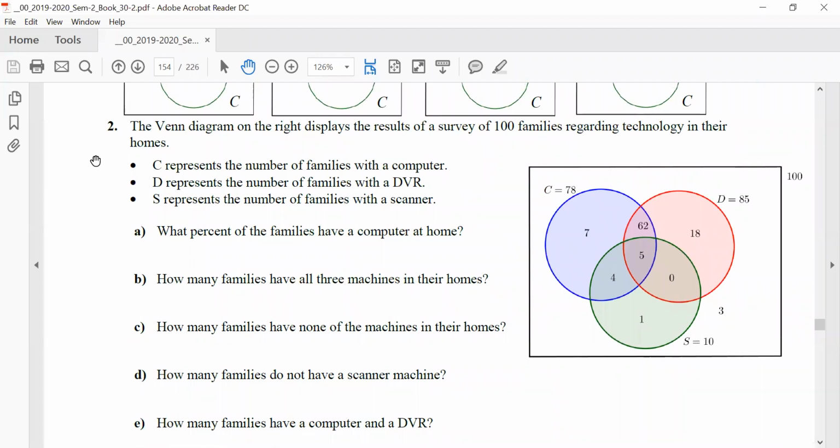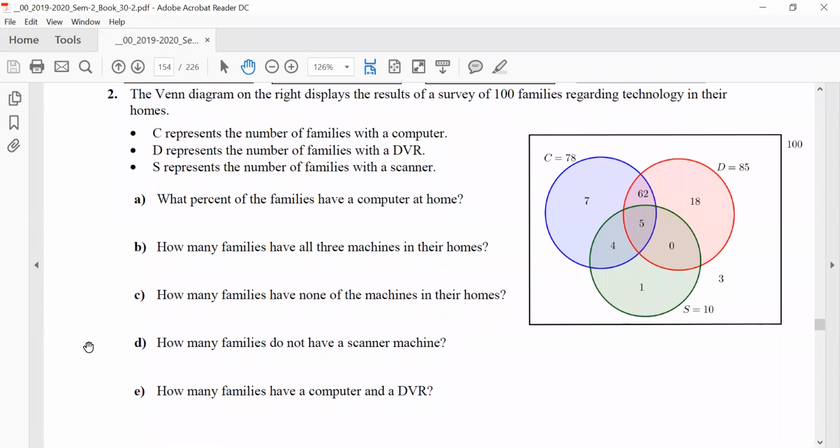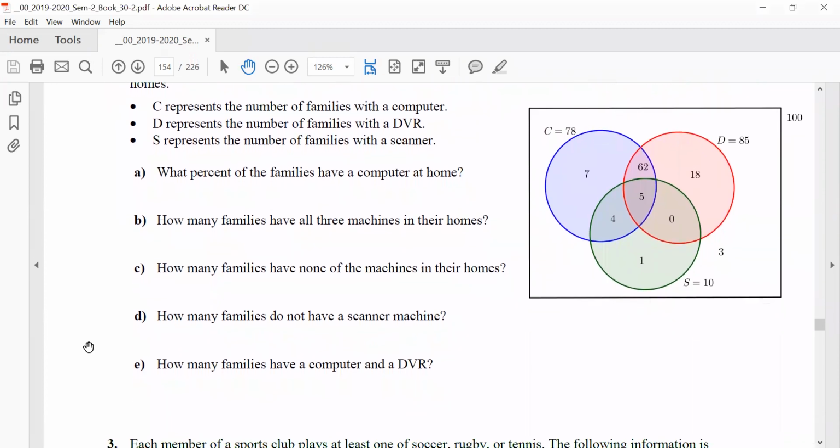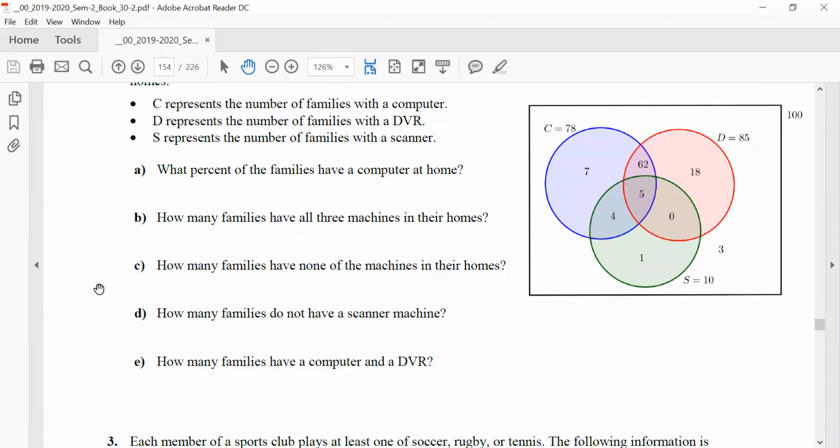Okay, the Venn diagram on the right displays a survey of a hundred families regarding technology in their homes. C represents the number of families with a computer. D is DVRs, S is scanners. Okay, here we go. So notice it's nice when they give us the Venn diagram. There's my universe. There's a hundred people, computers, DVRs, scanners.